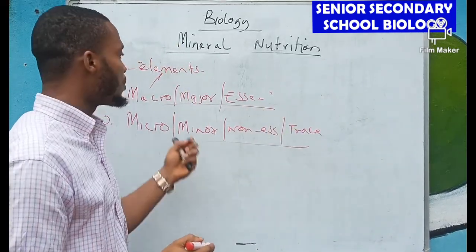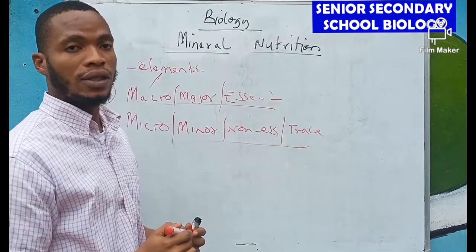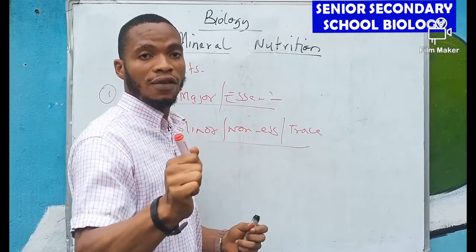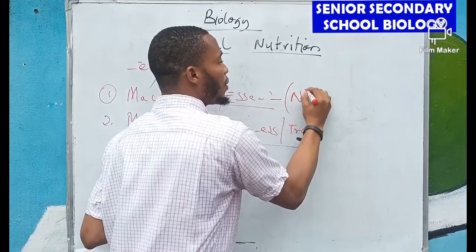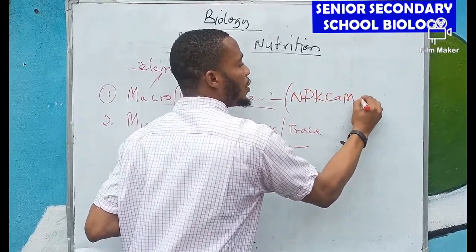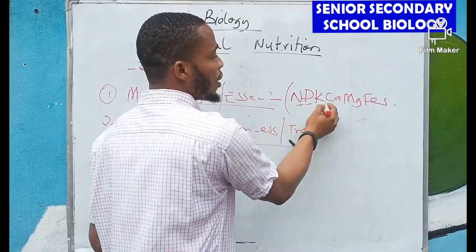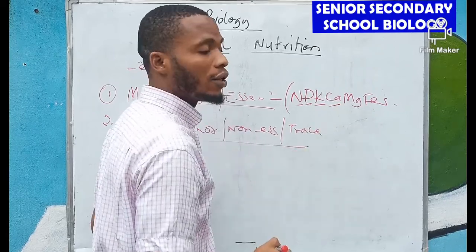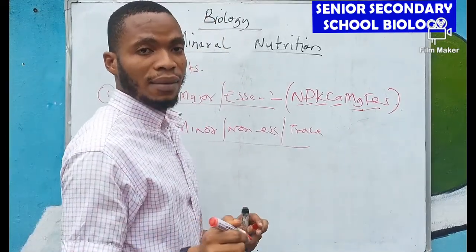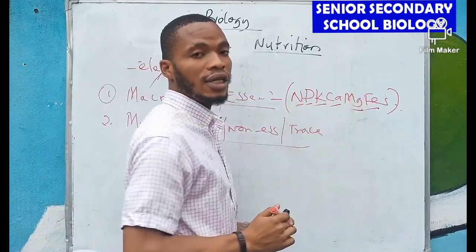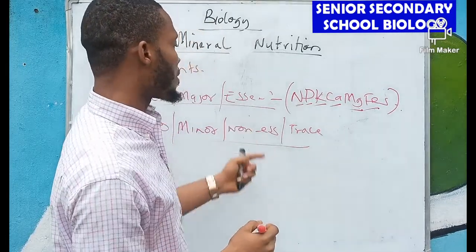Also, the last time we discussed the macro elements. I told you these are those elements needed by plants in large quantities, and they are 7 in number. I also gave you an acronym to help remember these macro elements: NPK, Ca, Mg, Fe, S. N for nitrogen, P for phosphorus, K for potassium, Ca for calcium, M is for magnesium, F is for iron, and S is for sulfur. Last time again, we discussed these elements in detail, giving you the functions, their sources, and also their deficiencies.